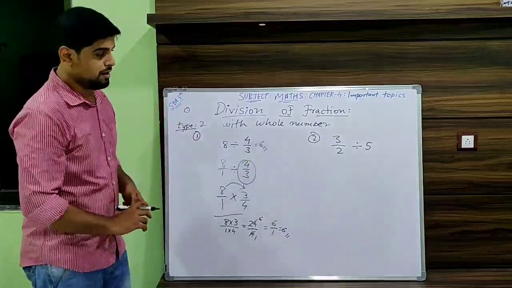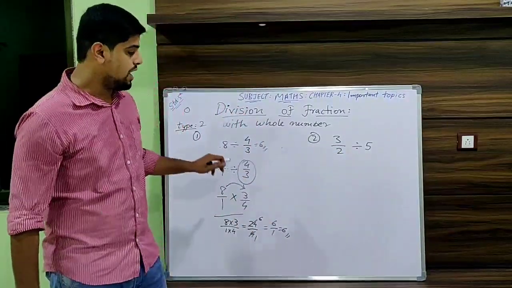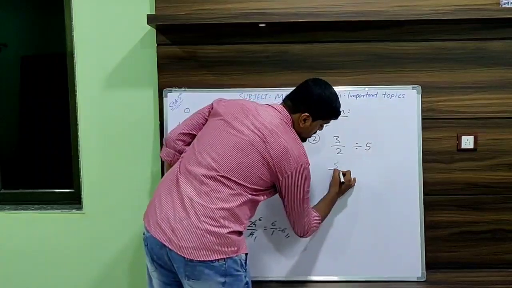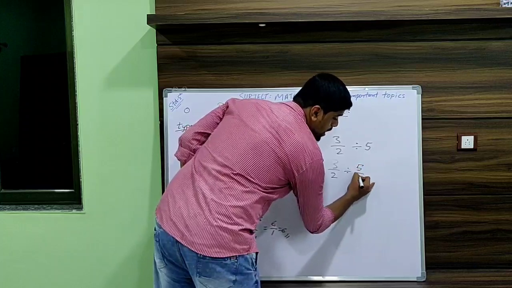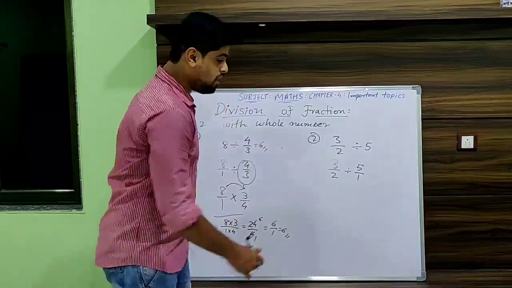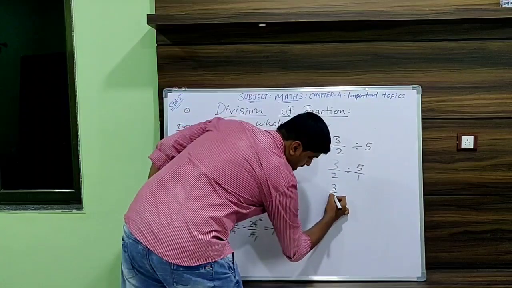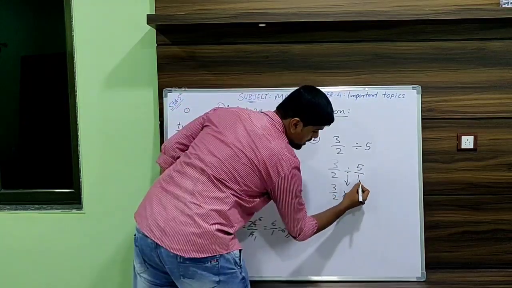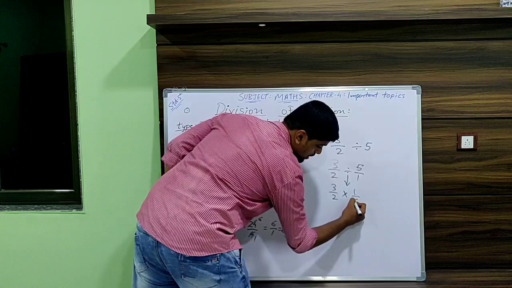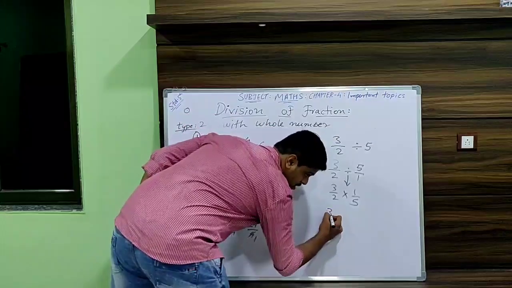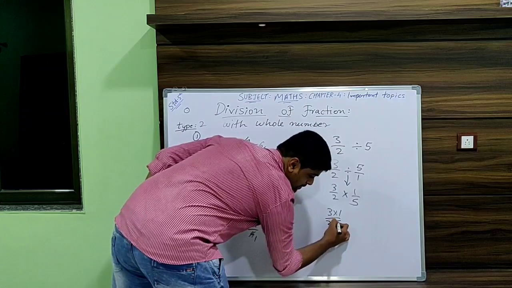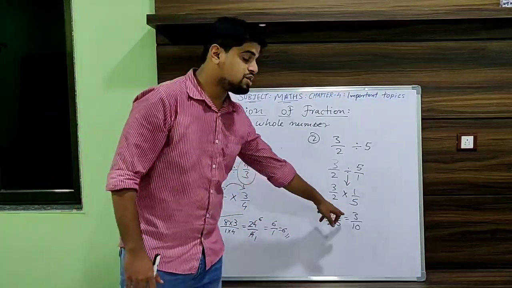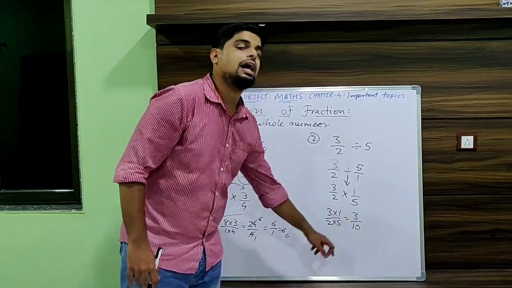Now, let's take another example. Here also, 5 is a whole number. So, as we have learned, we have to first make the whole number into a fraction. So, how to do it? Just divide it by 1. Now, the steps are simple. We have to write the first fraction as it is, we have to change this sign into multiplication and we have to take the reciprocal of this. That is 5 by 1 becomes 1 upon 5. Now do simple multiplication. 3 into 1 divided by 2 into 5. 3 into 1 is 3, 2 5s are 10. So here you can see the simplest form is not possible because 3 and 10 do not come in the same table.